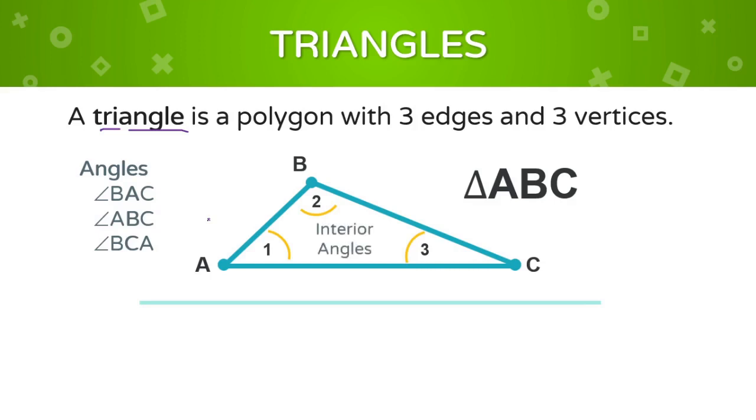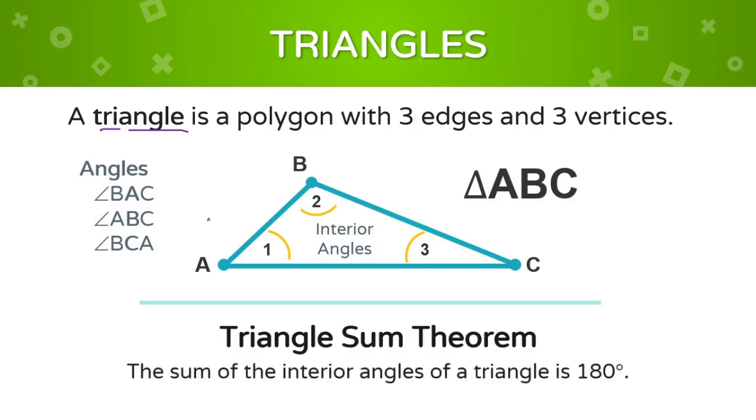So, we call these angles interior angles. Okay, bibigyan ko kayo ng ating unang theorem. We have a theorem called triangle sum theorem. Ang ibig sabihin daw nitong theorem na 'to, the sum of the interior angles of a triangle is 180 degrees. Okay, dahil theorem na siya, proven na po. This statement was already proven, kaya ginagamit na po natin siya.